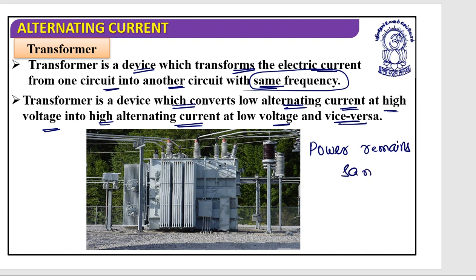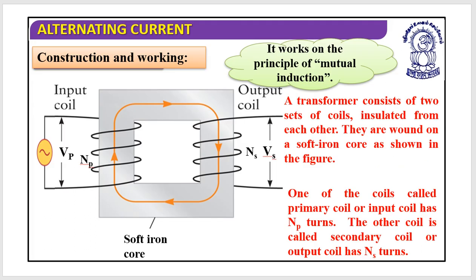If you do not understand this, let's have a look: it converts low alternating current at high voltage into high alternating current at low voltage. Yes, so P is equal to VI. So the power on both sides will remain the same.